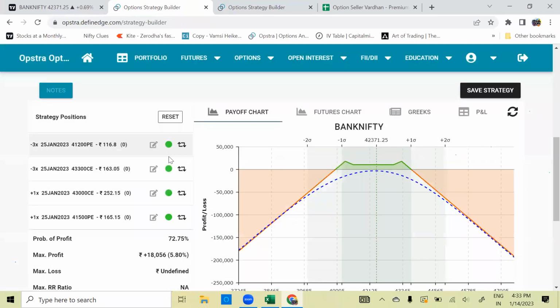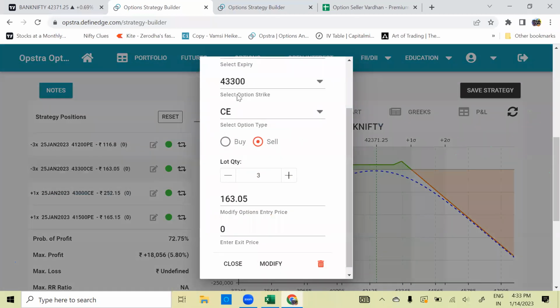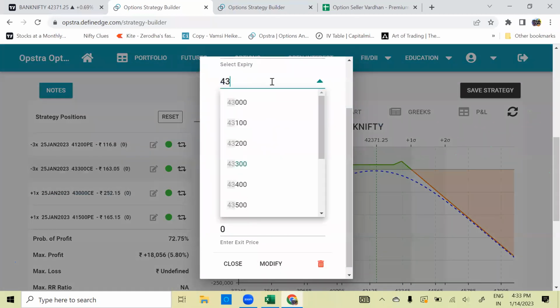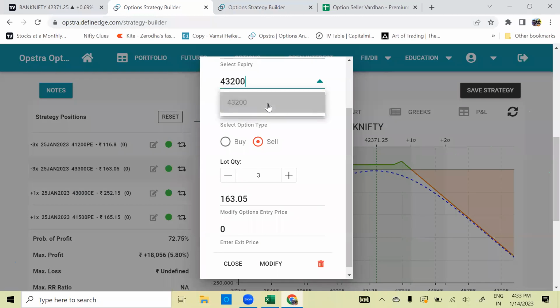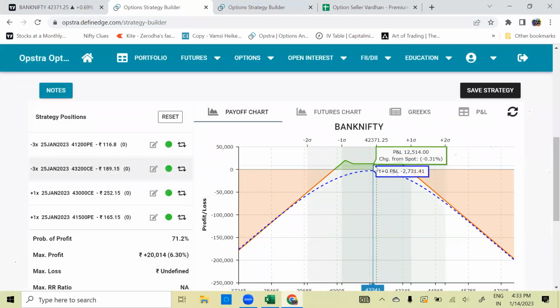200 call sell. 43, 200 call sell. So this way we can do, like here I went like 700 points. Technically, whenever VIX is below 16, it's better to buy 500 or 600 points away and then sell another 400, 500 points away. So that is one thing.